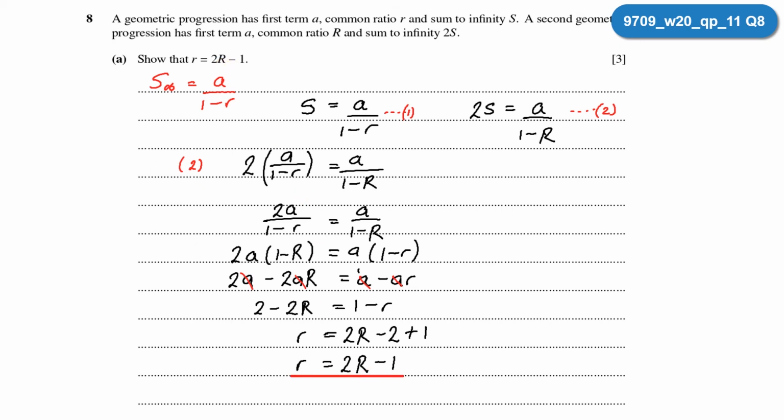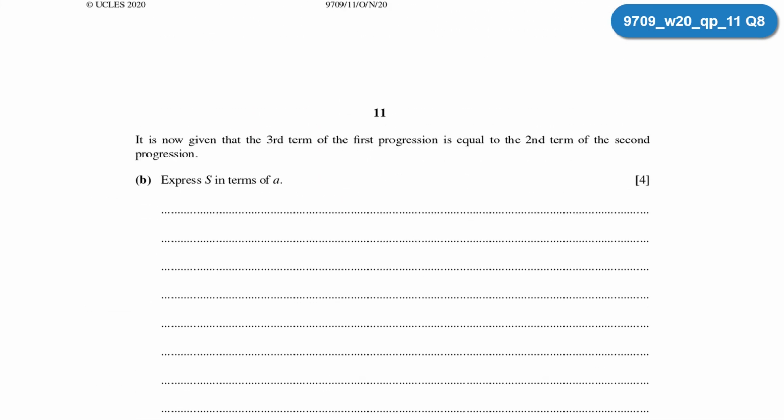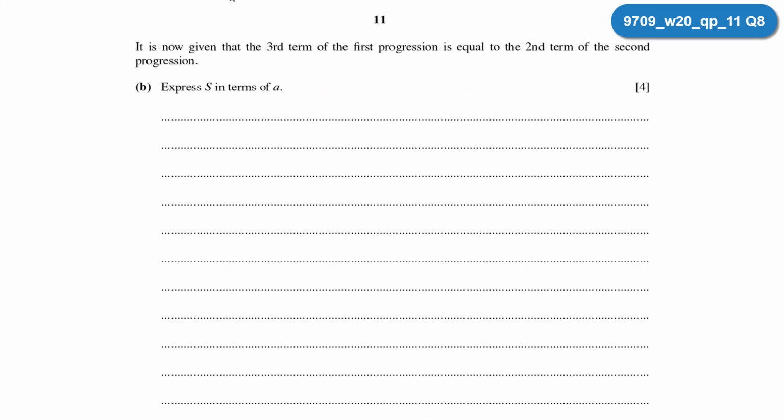So let's move on to part B. It is now given that the third term of the first progression is equal to the second term of the second progression. On B, express s in terms of a. Here they're saying that the third term of the first progression is equal to the second term of the second progression.